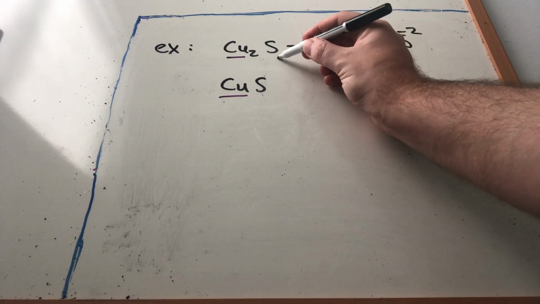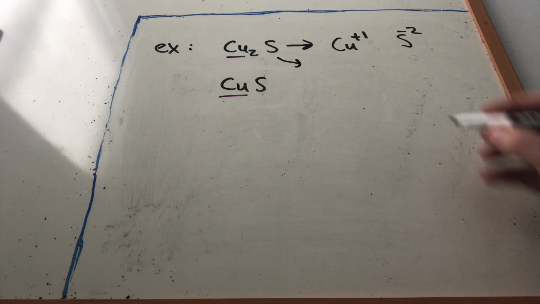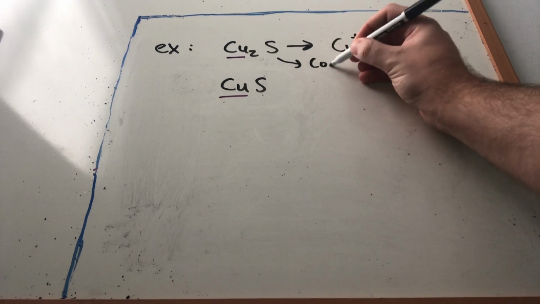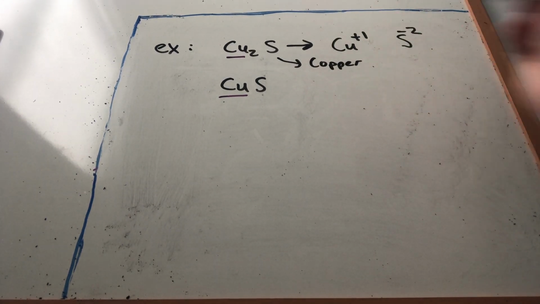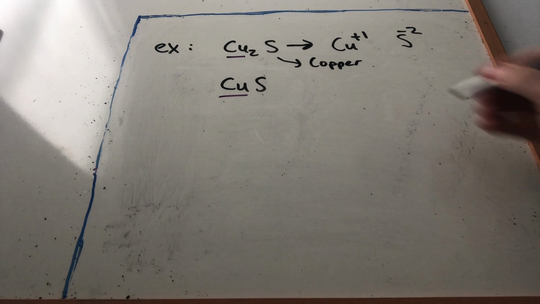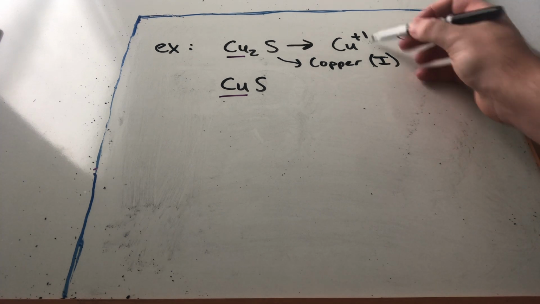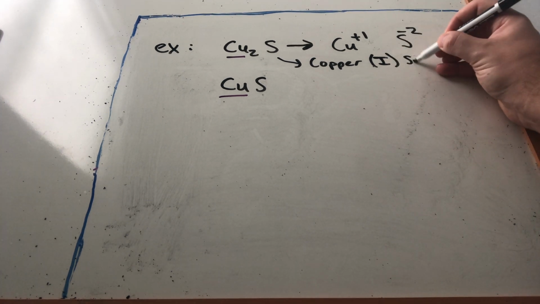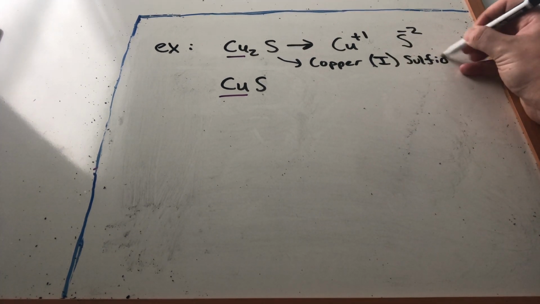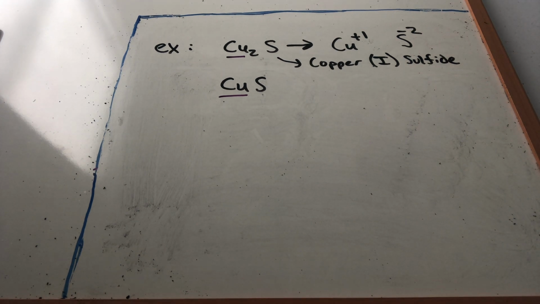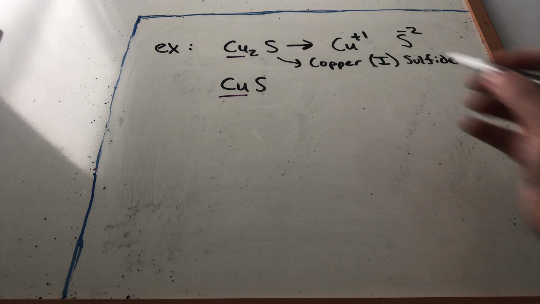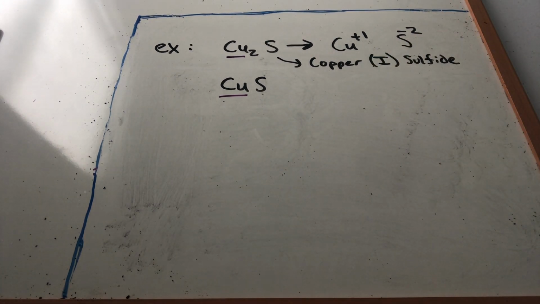So the name then reflects that copper is +1. We go copper, just like we would any other normal compound, but then we're going to use a Roman numeral here to indicate that it has a +1 charge, and then we finish as we do other compounds. So it's not copper sulfide. This is copper 1 sulfide, and that 1 indicates the charge of the copper.